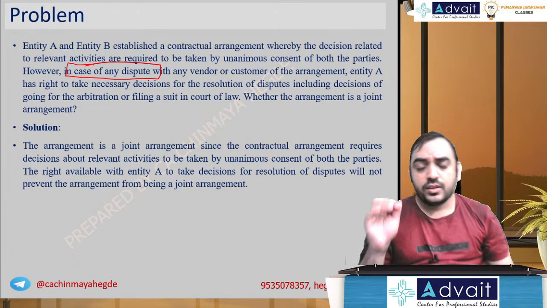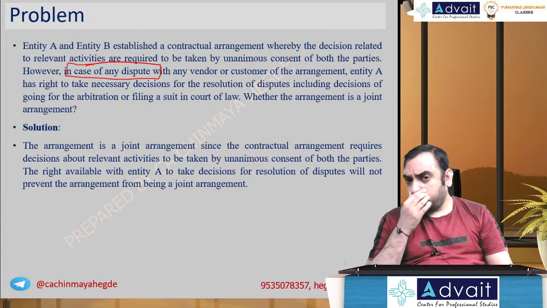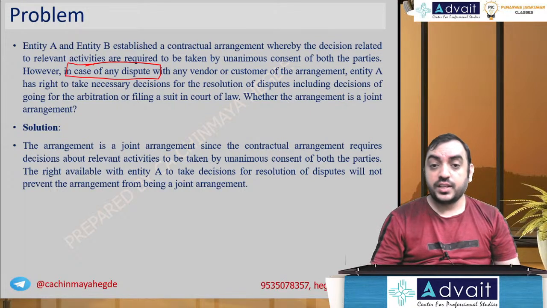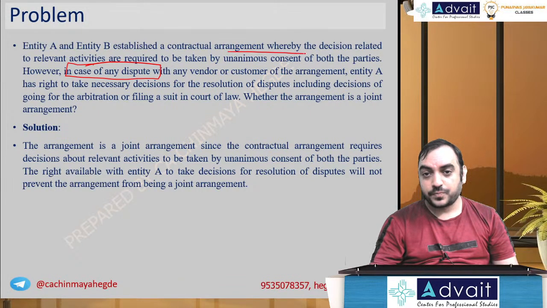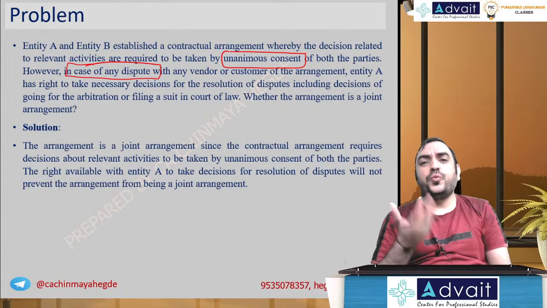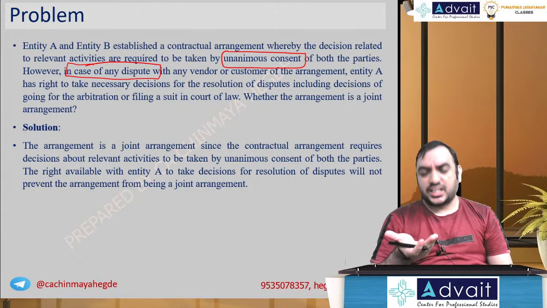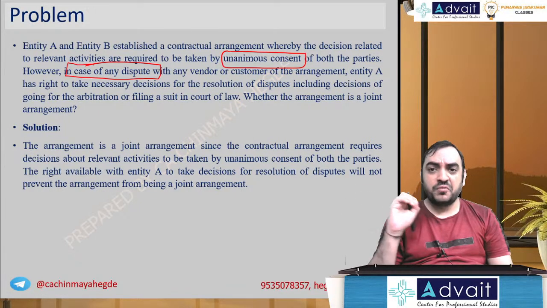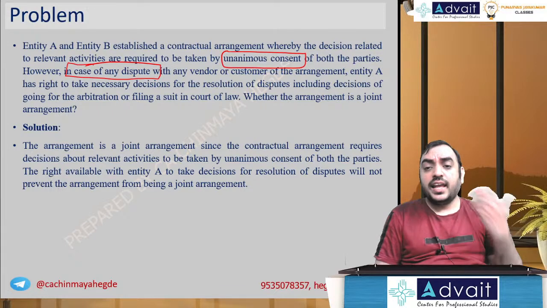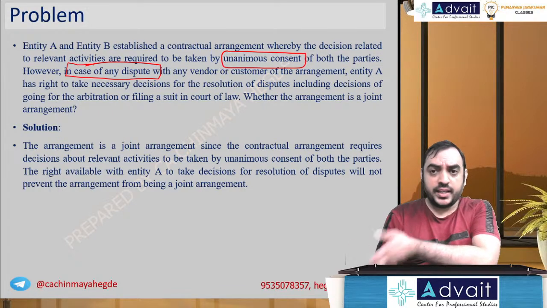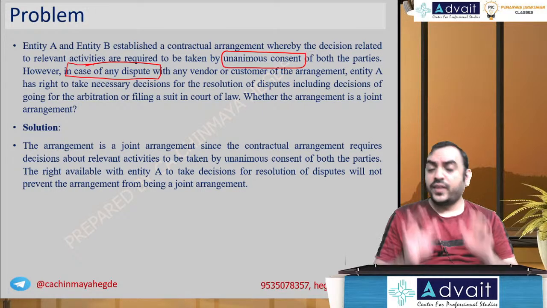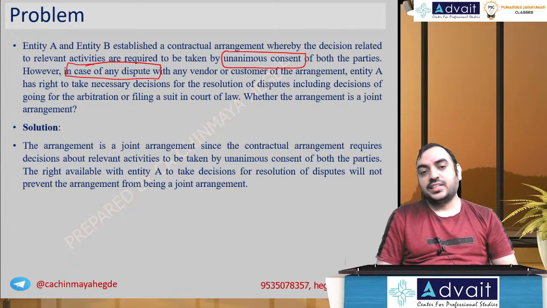Okay. Now, A Limited, B Limited will make the decision together and it requires unanimous consent also. But in case of a dispute with vendor, a dispute with customer, if you have a difference of opinion, some price negotiation differences, some kind of problem with the vendor or customer, A Limited can go to the court separately, like arbitration separately, they can make the decision. Now, whether there is a joint control, the answer is yes.